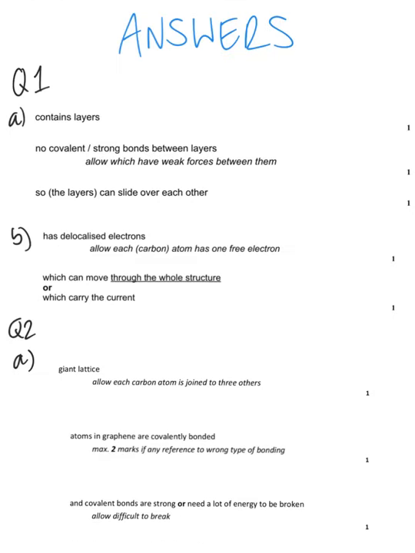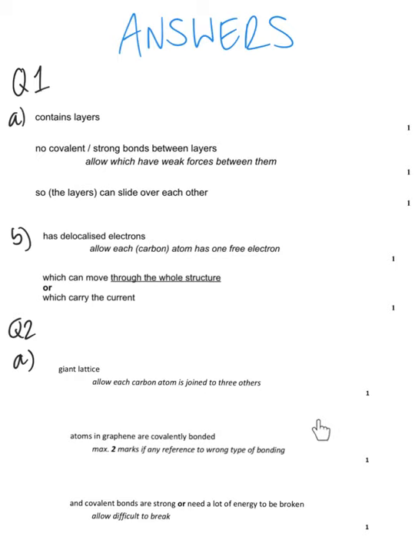Okay, so first question then, this was why graphite is soft and slippery. So it contains layers. Remember, the layers have weak intermolecular forces between them, so the layers can slide. 3 marks. Conduction of electricity, also the same as the conduction of thermal energy, delocalized electrons, okay? Remember, these electrons must be described as being delocalized. They can then move throughout the whole structure.